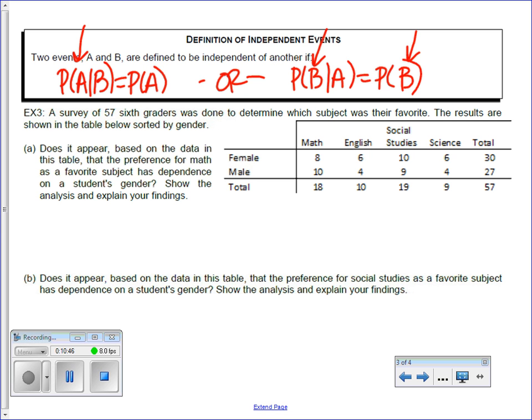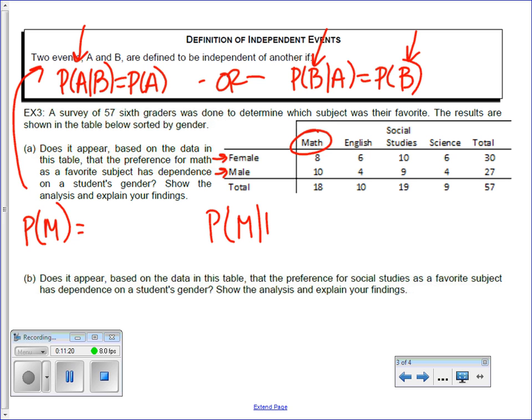So we want to know if liking math has anything to do with gender, being female or male. So we're going to use this kind of rule or formula we just came up with. We want to see if the probability of liking math given you're a male, or the probability of liking math given you're a female, is the same as just the probability of liking math. So we're going to calculate three different probabilities. The probability of liking math, the probability of liking math given you're a male.